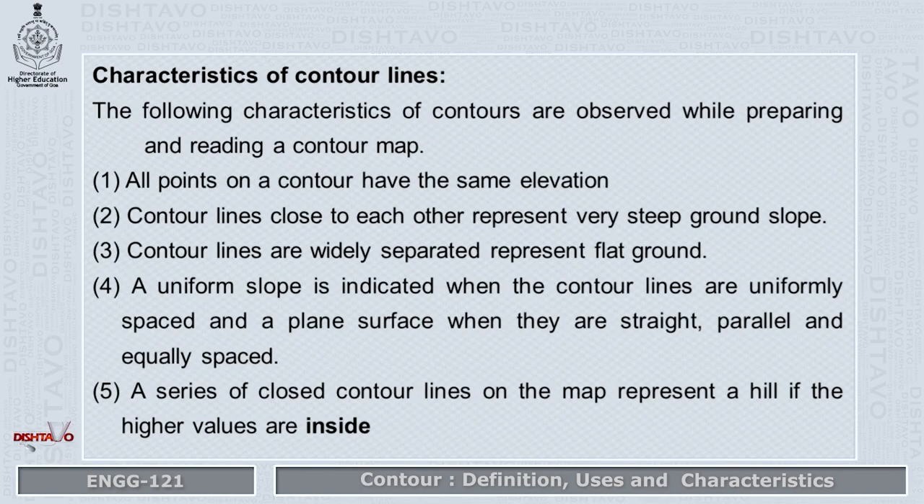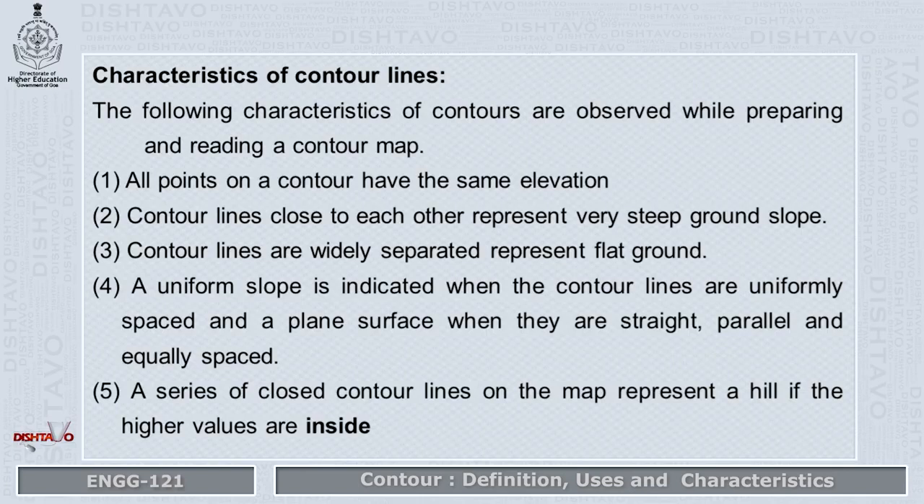Next is the characteristics of these lines. These lines have different characteristics. It is very important to study these characteristics before drawing these lines. So first, all the points on the contour have the same elevation, as it is defined in the definition of contour line. Contour lines close to each other represent very steep ground slopes. Contour lines that are widely separated represent flat ground.